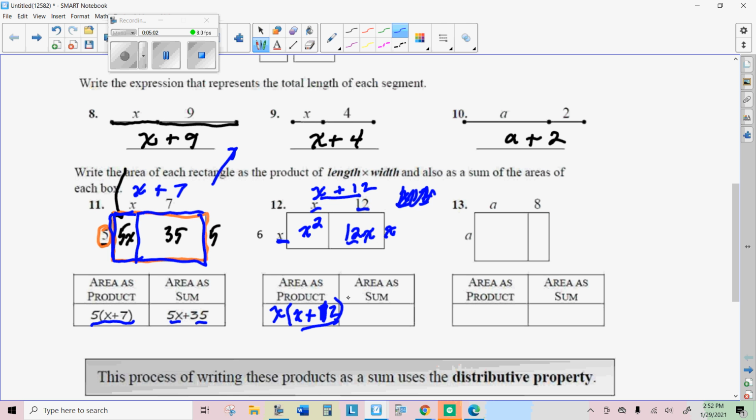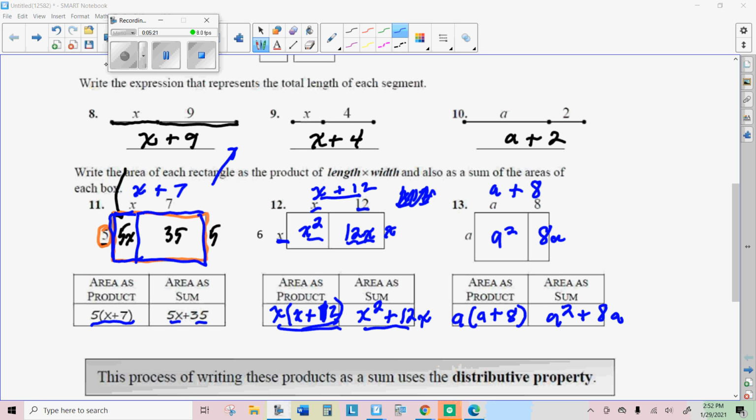Then I'm going to add these two parts together, the x squared plus the 12x. And what we see is that this expression is the same as this expression because they both represent the areas. Go ahead and try number 13. Here's what you should have got for that one.